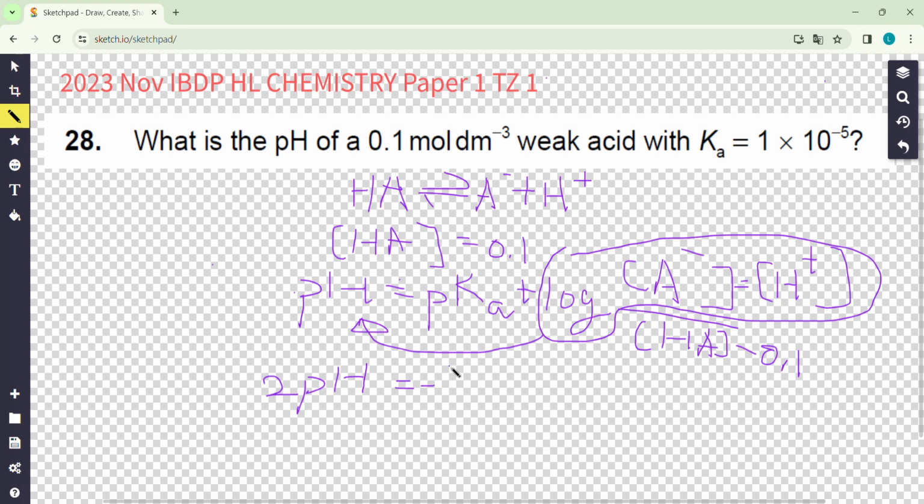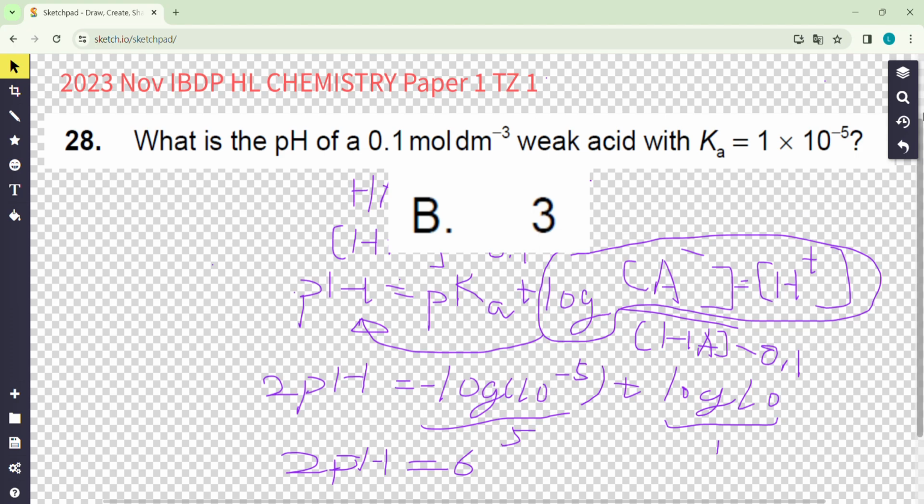And pKa is the negative log of 10 to the power of -5. And this is not 10. So this one is 1 and this one is 5. So added together is 6. So 2 pH is 6. So pH is 3. So the answer is B. Thank you.